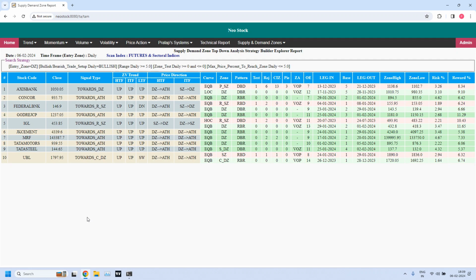And what is the advantage? All these zones, demand zones, are fresh zones. Maybe a few stocks might be having a rejection count. Yeah, one stock is having a rejection count, MRF.